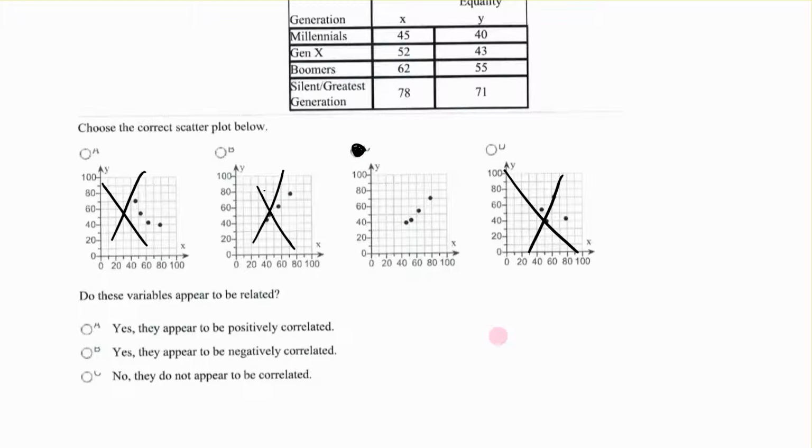Now, do the variables appear to be related? Yes, they appear to be positively correlated. Yes, they appear to be negatively correlated. No, they do not appear to be correlated. You're checking to see if they could be approximated by a line. And I would say yes. And because it is rising, it would be a positive correlation. Let's look at our next one.